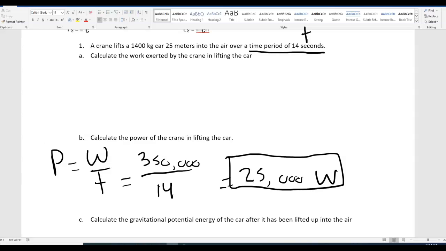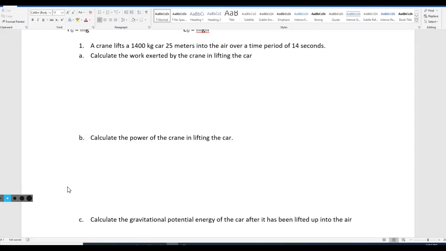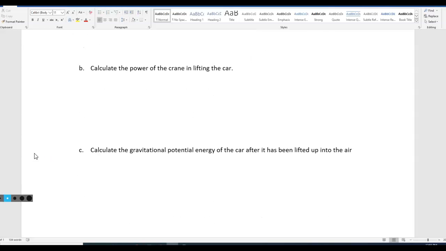Now question C is kind of an interesting question. It says calculate the gravitational potential energy of the car after it has been lifted up into the air. Now the equation for gravitational potential energy is Eg equals mgh. Remember, that's energy that's stored from the height of an object above the ground.